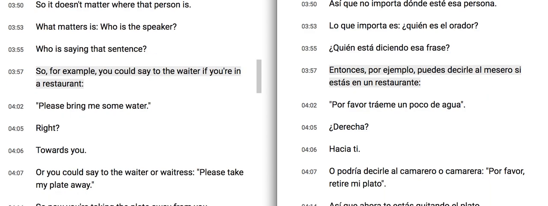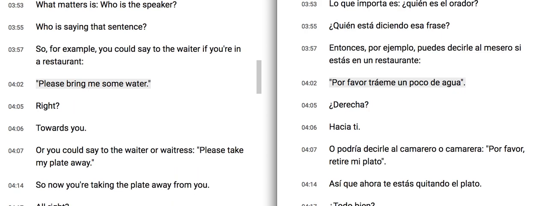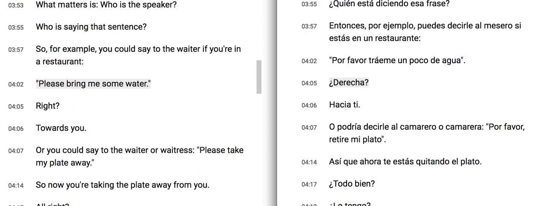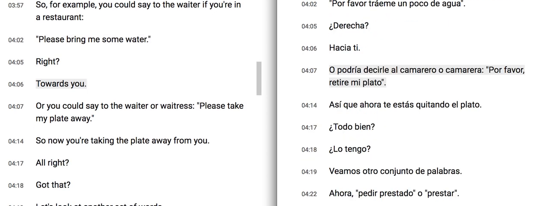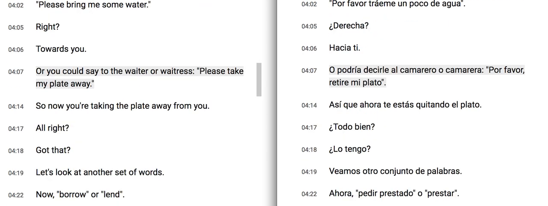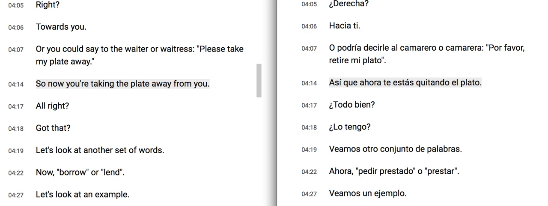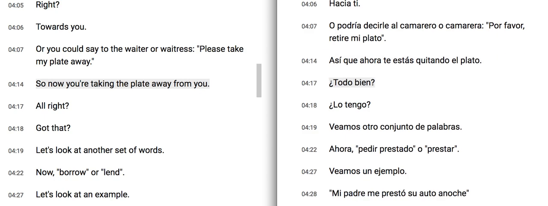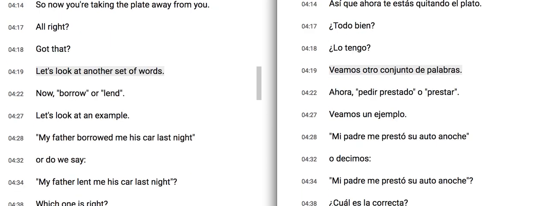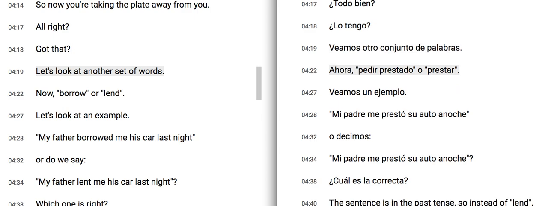So, for example, you could say to the waiter, if you're in a restaurant, please bring me some water, right, towards you. Or you could say to the waiter or waitress, please take my plate away. So now you're taking the plate away from you. All right? Got that? Let's look at another set of words.